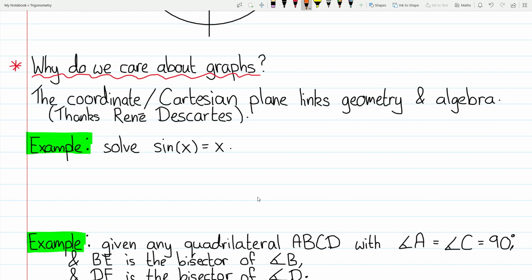So finally, I've been talking about graphs all this time, with the promise that they are useful. We can use them as intuition as to how to solve algebraic problems and even geometric problems. So here's an example here.